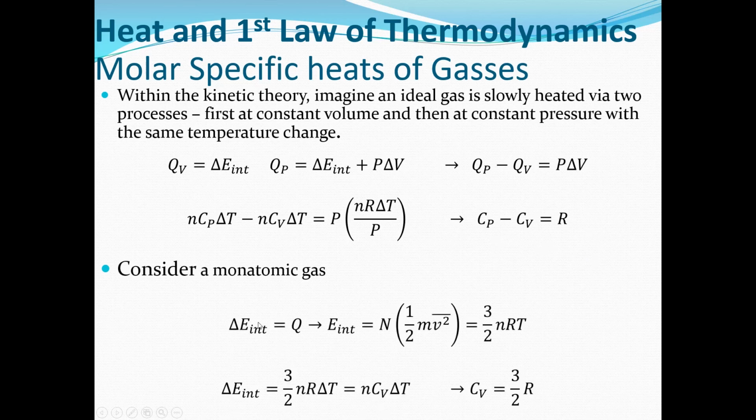So what we have here is that if we look at a monatomic gas and look at this equation, plugging in the whole 3 halves nRT and solving for it, we actually get that Cv equals 3 halves R, which means using this, we could figure out that Cp is going to be equal to 5 halves R.